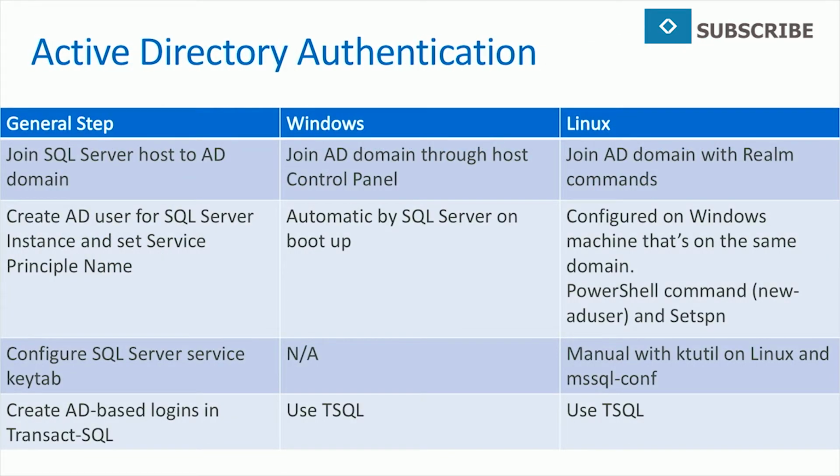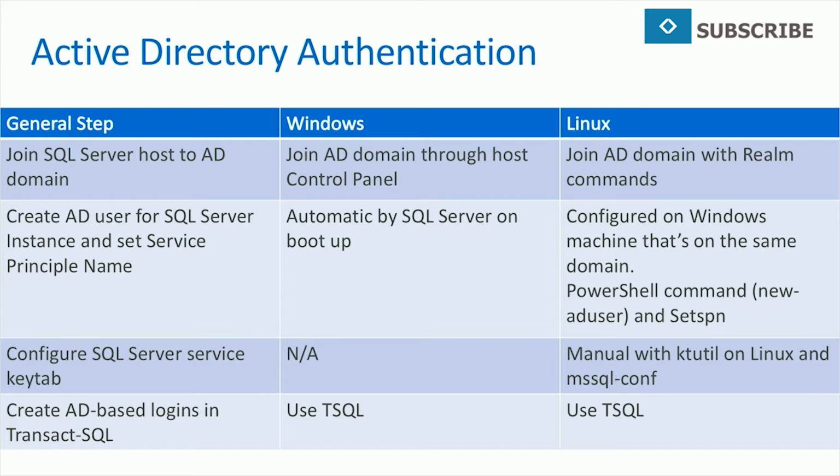Now, the second feature that I want to point out, where there are some differences around setting up, is Active Directory authentication. So the general steps, I'm just going to list out some of these steps and then point out the differences between Windows and Linux. The first step is you would have to join your SQL Server host to the Active Directory domain. On Windows, this is done through your control panel. On Linux, we would actually require you to use realmd commands, which exist in the realm package. You would have to install this separately.